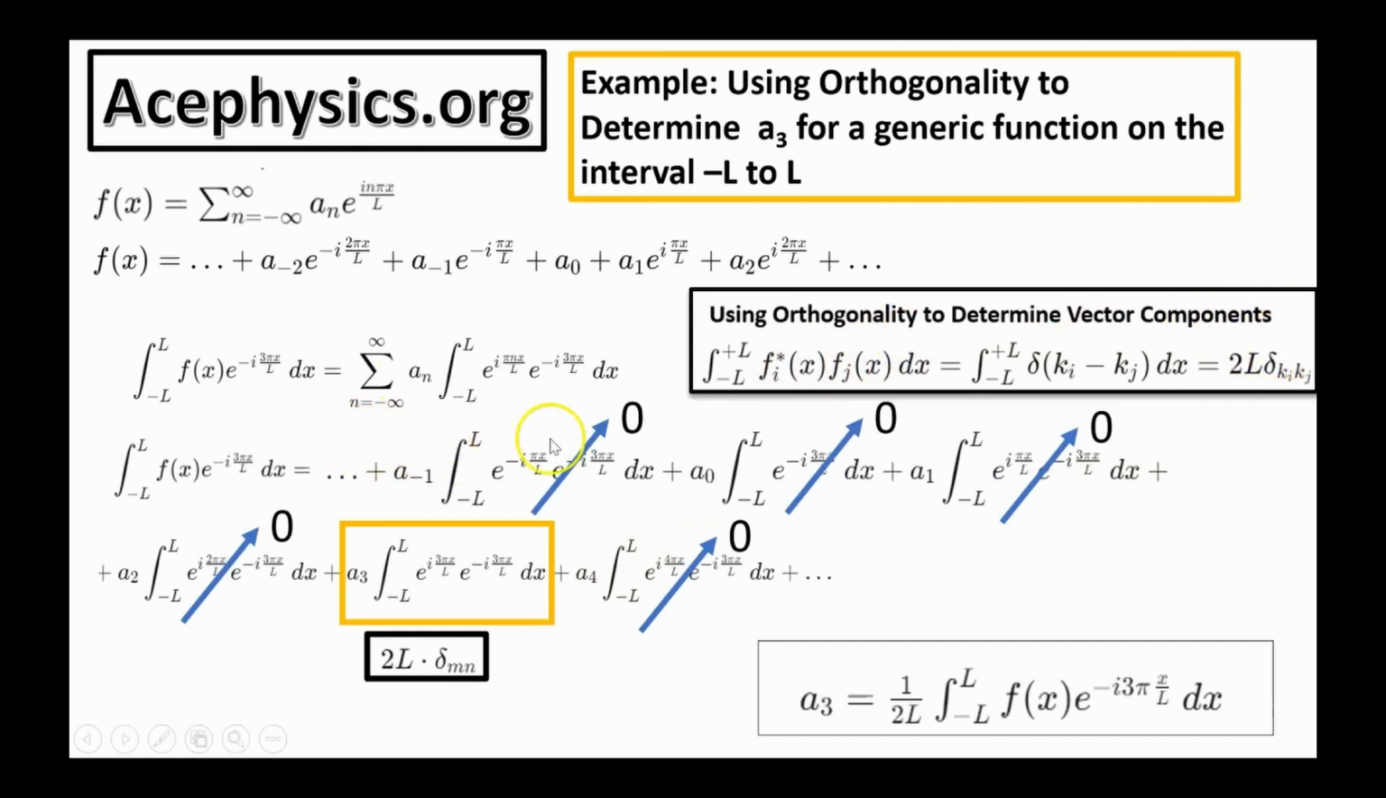On this side of the equation, there's an infinite number of terms. Each term has an integral in it. Every one of those integrals goes to 0 except for one, and that's because of the orthogonality condition. And the one that doesn't go to 0 is the one for n equals 3. That leads to this formula, and this formula shows how you extract a3 for a given generic function.